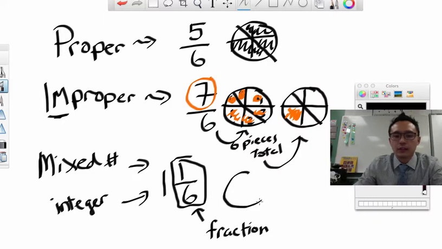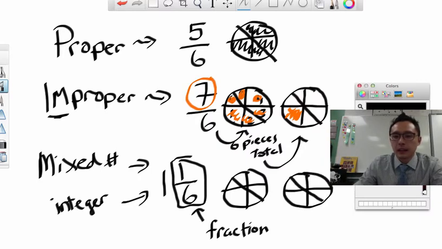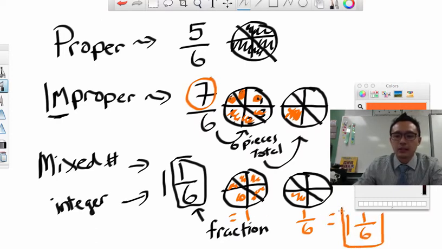If you were to draw this again, it will look exactly like the one at the top, which is your whole pizza with 6 pieces in total. Out of the 6 total pieces, the first one will have 1, 2, 3, 4, 5, 6, so this one will equal 1. And your second one, you have just 1, so that's 1 over 6. You combine these two, and it gives you a mixed number, 1 and 1/6. So that's a mixed number.